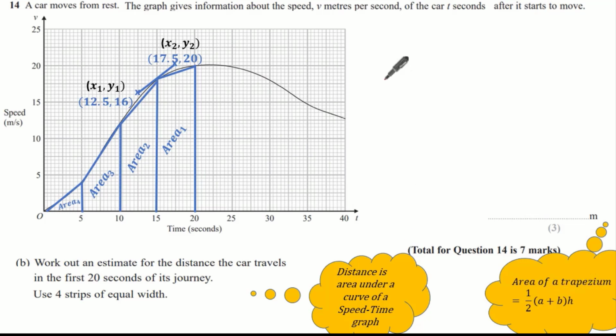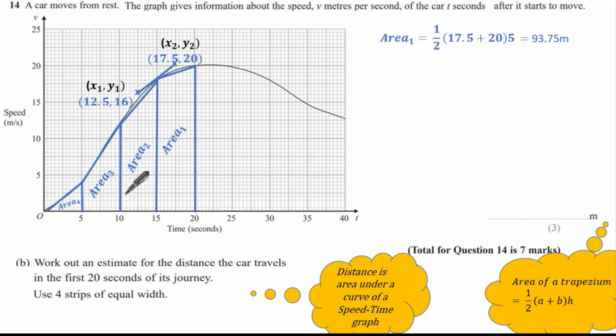So let's substitute what we know, starting with area 1. Here is my trapezium, and you can see this length here is parallel to this one. Working this out, it would simply be a half times the 17.5 add the 20 multiplied by our perpendicular height. This would give me an area of 93.75. But remember, this represents the distance, so I've labelled it as meters.